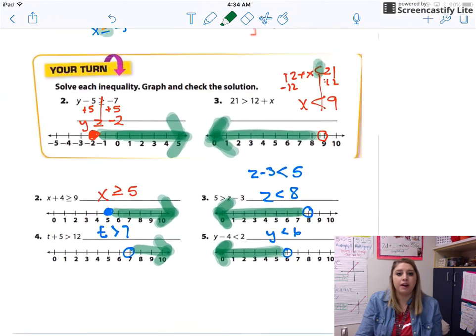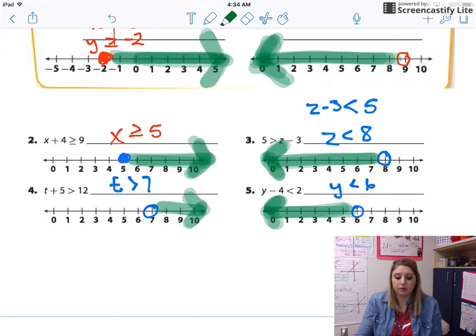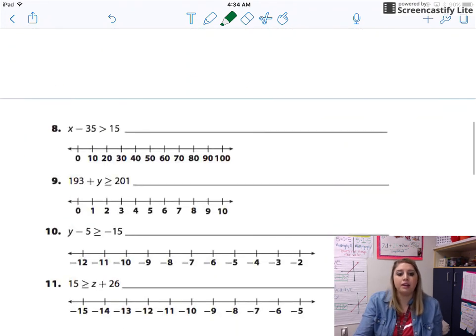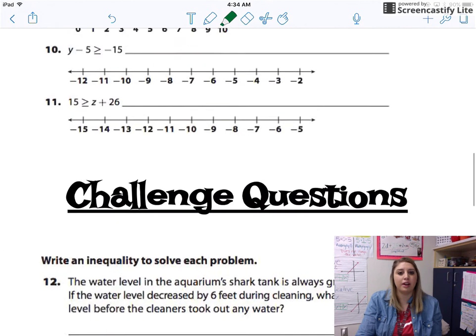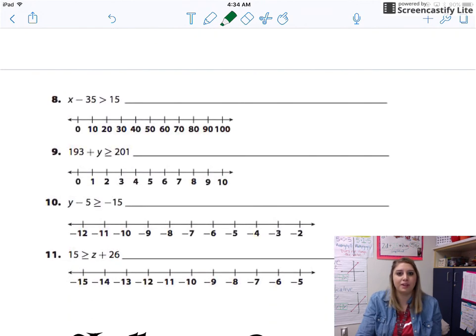Now that I've got all that done with you, I want you to flip it over to the back. You have these problems here to complete. You can use some extra work on the side, whatever you need. Make sure you graph each one of these and really check, is my dot open or closed? And then do the challenge questions. Let's see how many of you can get there.